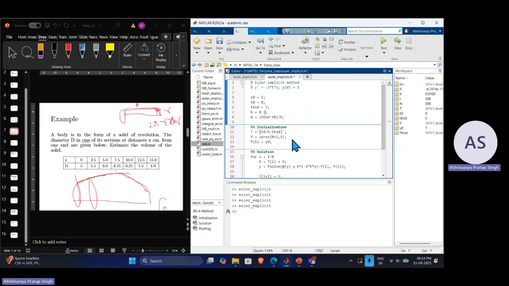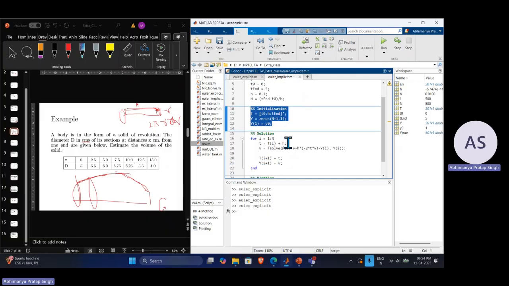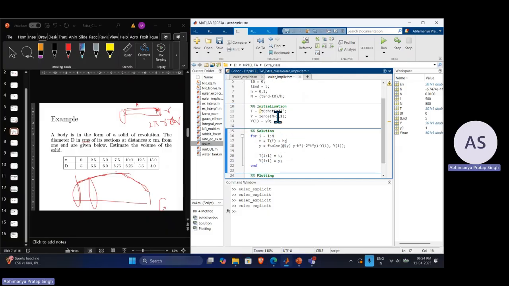0.5, 0.1. This is the initialization, same. So now here, I'm calculating my time, which is basically the time at the previous time step plus h. So this t is the time for the current time step.